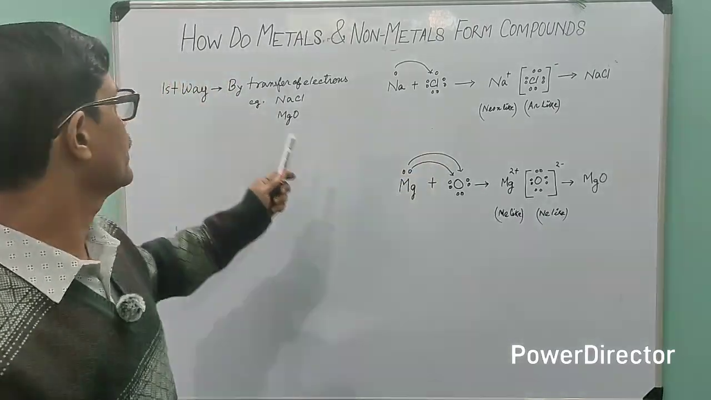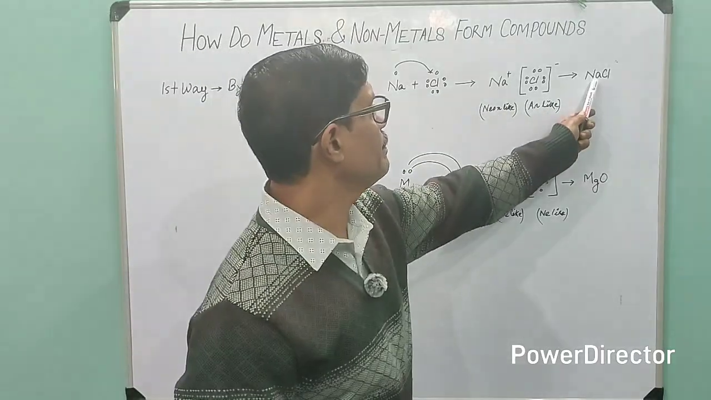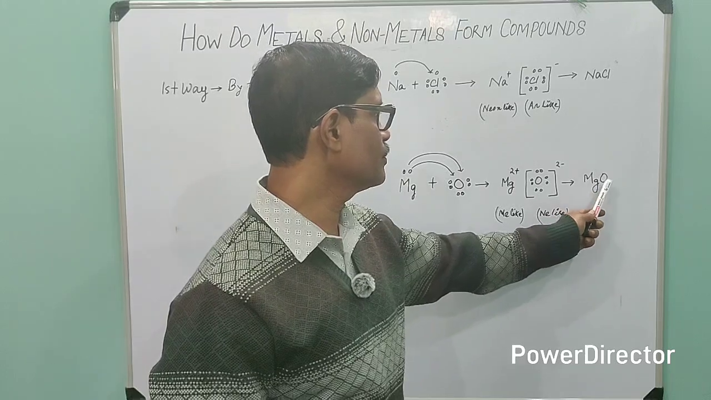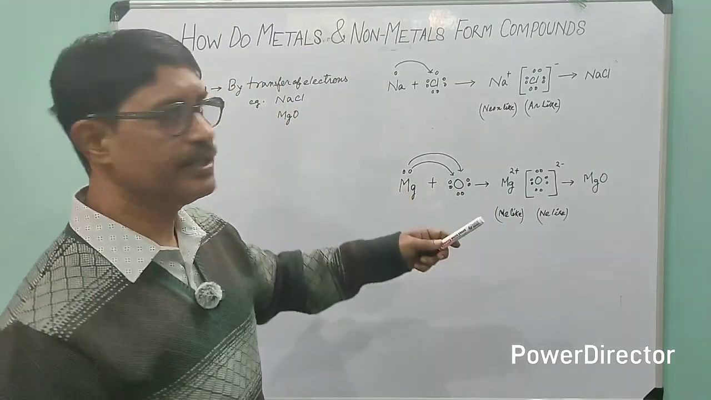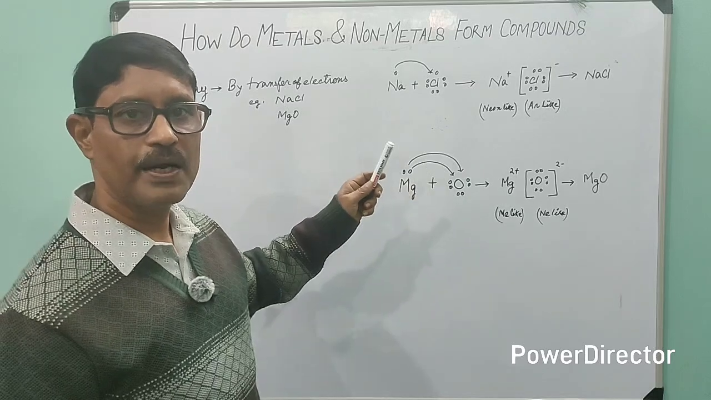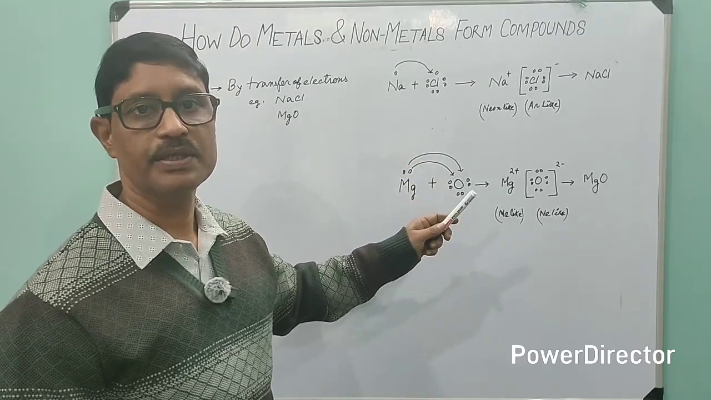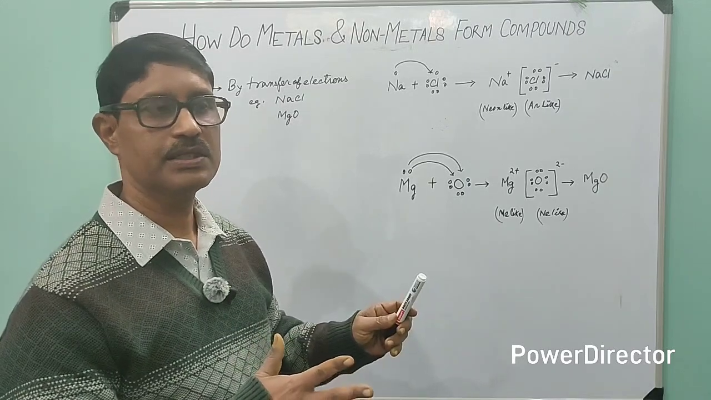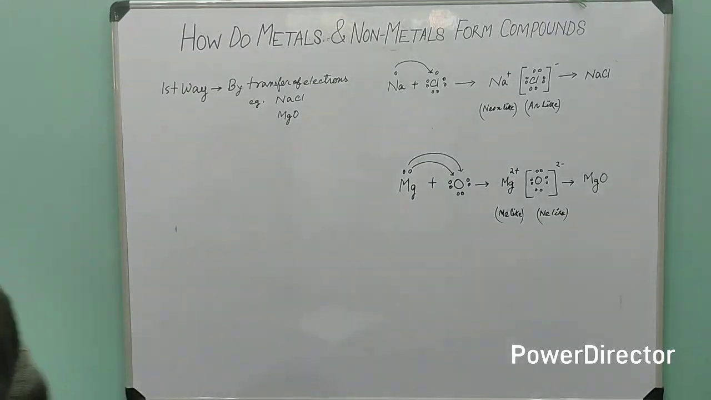One important thing: in all cases you see sodium metal, chlorine non-metal, magnesium metal, oxygen non-metal. So in case of ionic compound, one part is metal, another part is non-metal. Metal plus non-metal forms a compound, and that compound is an ionic compound.